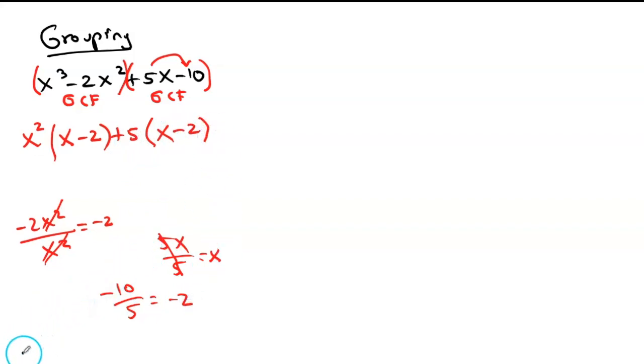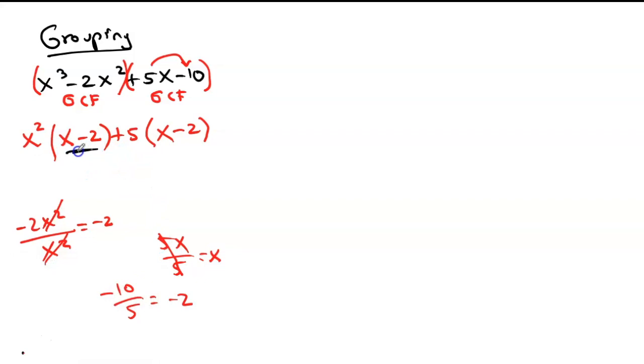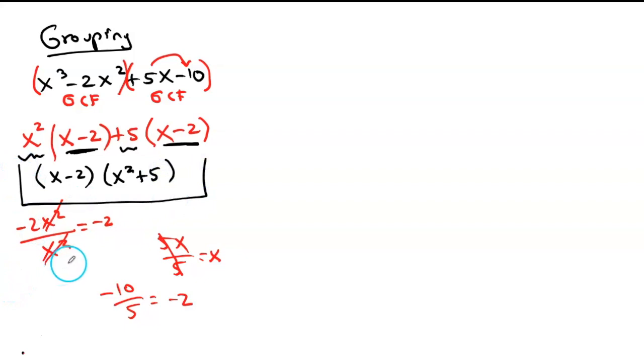Now, in grouping, how do I know if I'm on the right track, if I'm doing this right? The way you know is if your parentheses are the same. If your parentheses are the same, technically, what you're doing is you're taking a common factor of the parentheses. You open your second parenthesis, and whatever is on the outside goes to your second parenthesis. And this is my final answer.